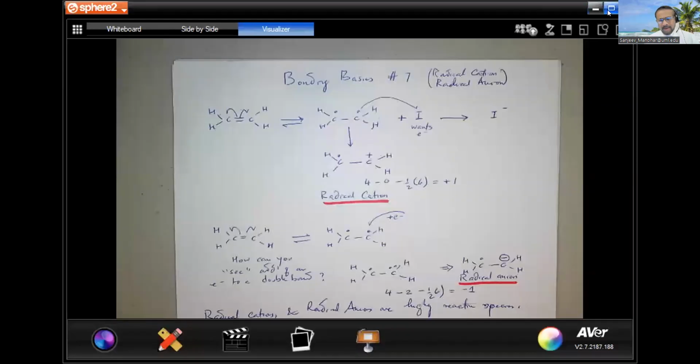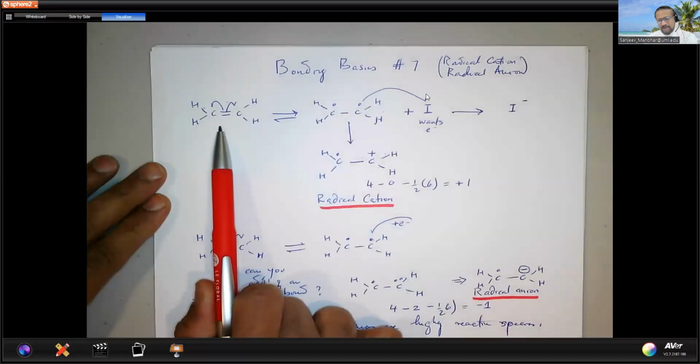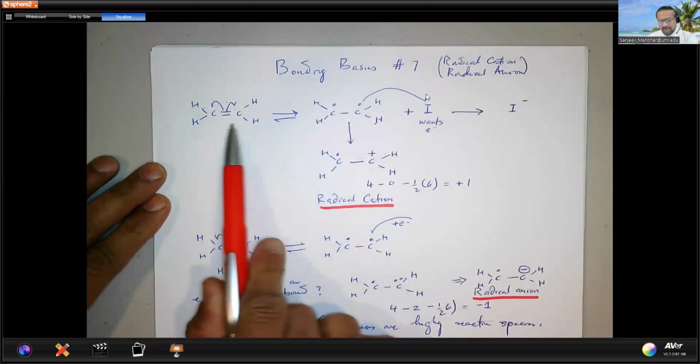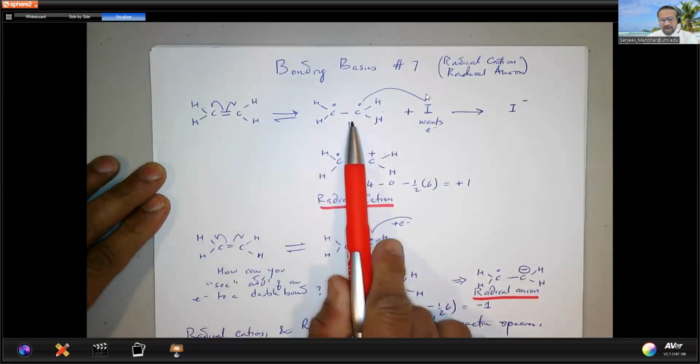Okay, let's start with video number 8 on basics of bonding. I don't know if you remember from the previous video. Let me show that right away. We were talking about radical cations and radical anions, right? And so if you look at it, we looked at what happens when you homolytically cleave a double bond, a pi bond, in ethylene to give you the diradical.